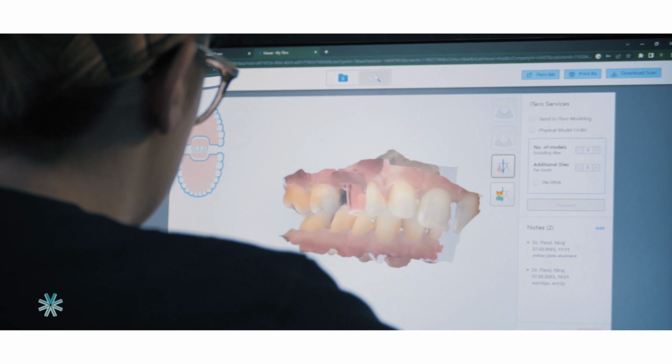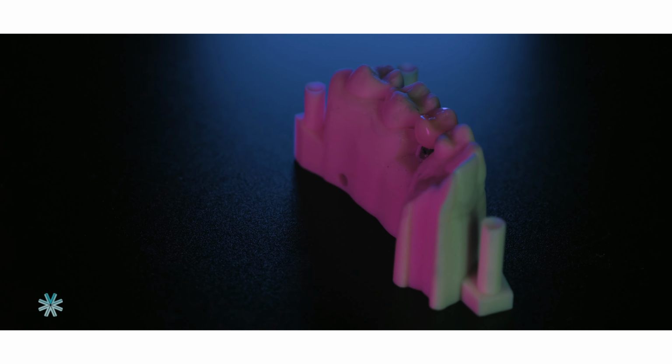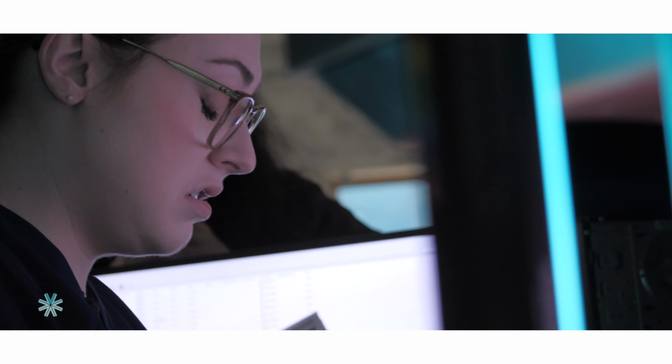With CAD, we digitize everything from a physical form. We use a computer to aid us in designing this restoration. That enables us to be more efficient. It also increases accuracy by eliminating a lot of human error.